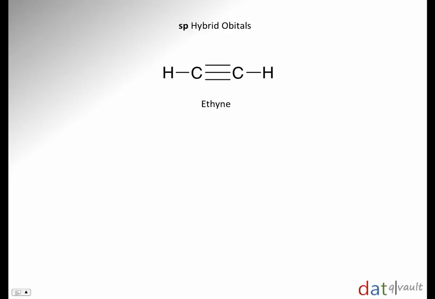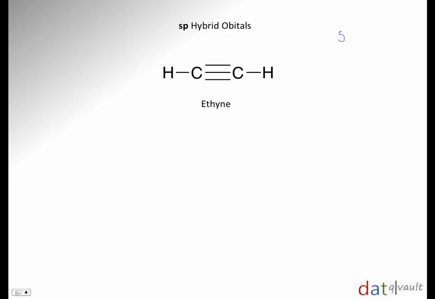Alright, so let's go to sp hybridized orbitals. So we know how to get from an sp3 to an sp2 hybridized orbital. Now we're just going to go by the same kind of method, going from an sp2 orbital to an sp orbital. We're basically gaining another p orbital, and we're losing an sp hybridized orbital. An example of this would be ethyne.